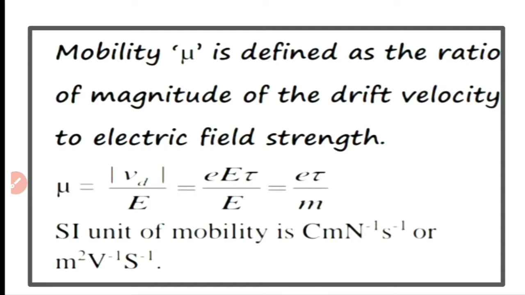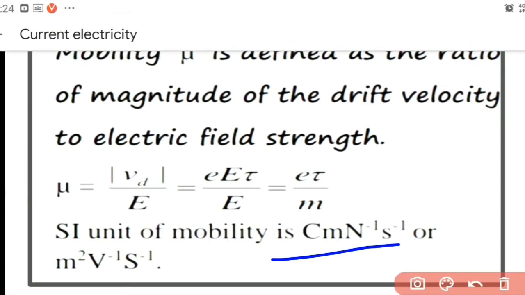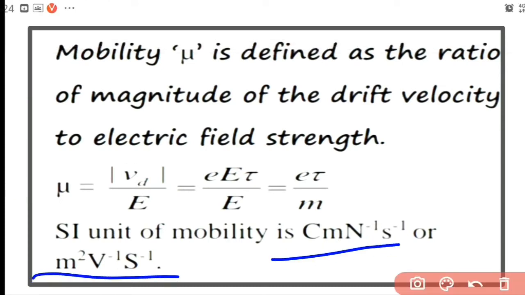By substituting for drift velocity, we get the expression for mobility as e tau by m, where e is the charge of the electron, m is its mass, and tau is the relaxation time. So we get the SI unit of mobility as coulomb meter per newton per second, or meter square per volt per second. Note the SI unit of mobility. It's not a common one, so study it well.